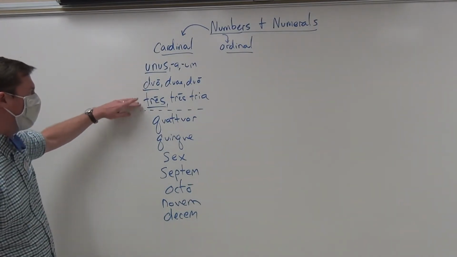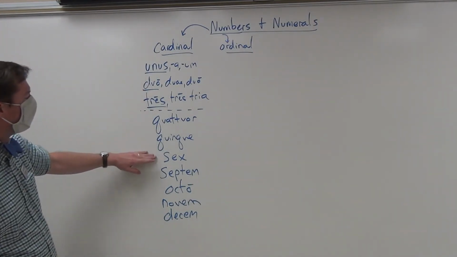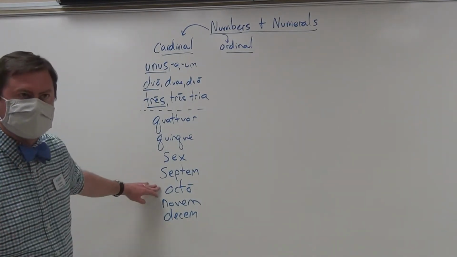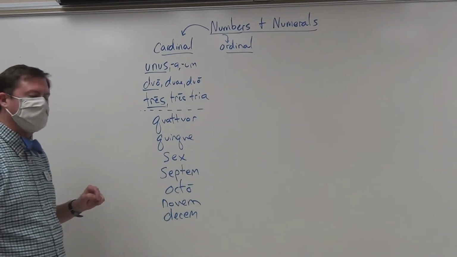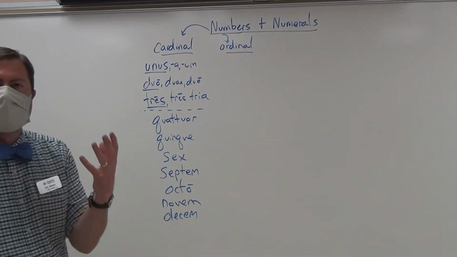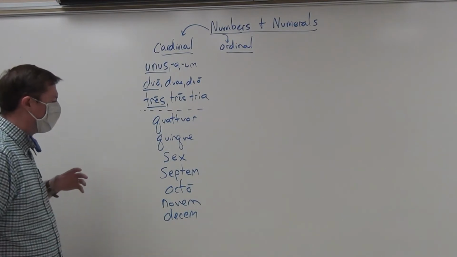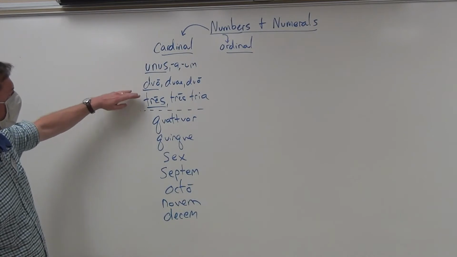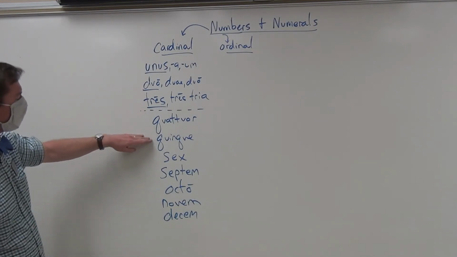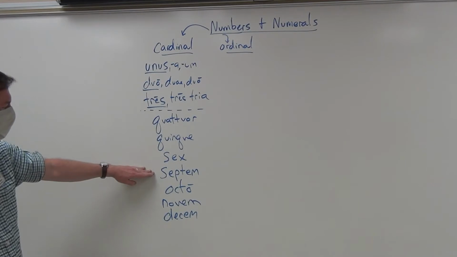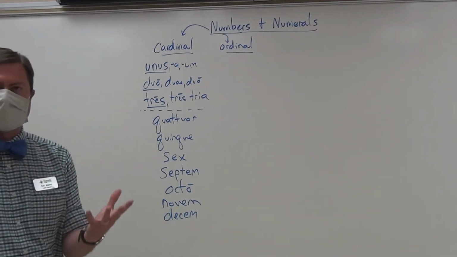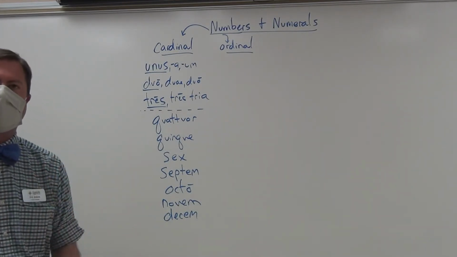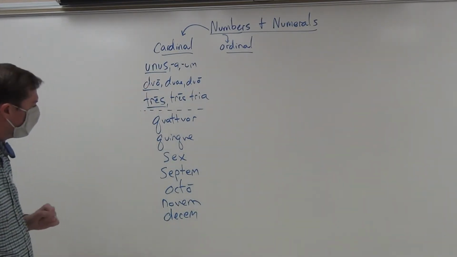Viginti unus, viginti duo, viginti tres, viginti quattuor, viginti quinque, viginti sex, viginti septem. Duodetriginta, 28. Undetriginta, 29, and then triginta for 30. And then you start over again with triginta unus, triginta duo, triginta tres, triginta quattuor, triginta quinque, triginta sex, triginta septem, duodequadraginta, undequadraginta, and then quadraginta, 40 itself. And so that's the way that obviously you would count.